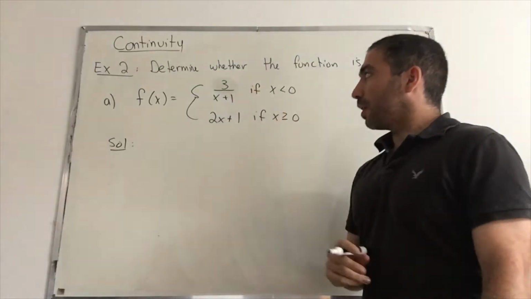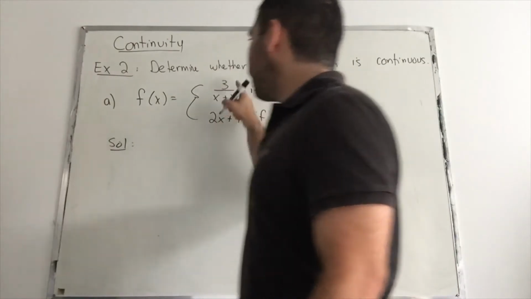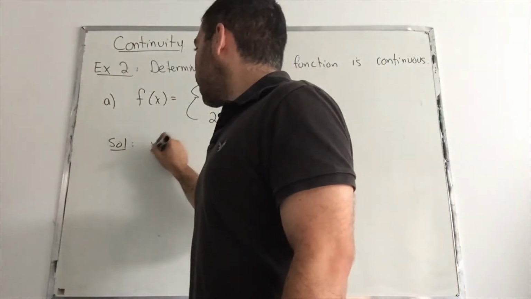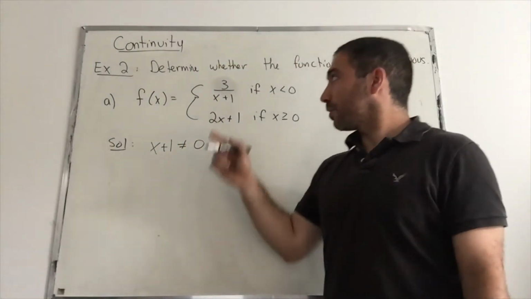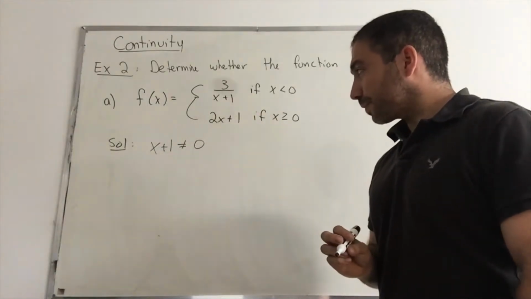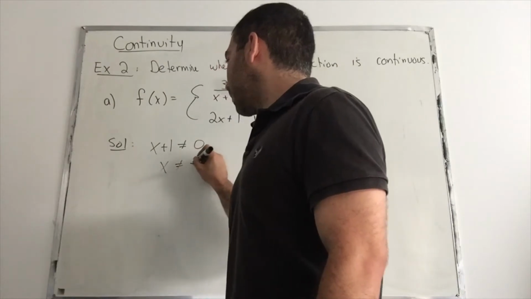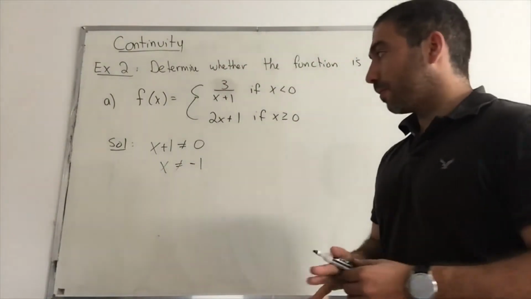If we look at the first term over here, we have the function is equal to 3 over x plus 1. So we know that x plus 1 cannot be equal to 0, right? The denominator can't be equal to 0. So this means that x cannot be equal to negative 1. Okay. If you stop there and you said that's the answer, you have to be very careful.